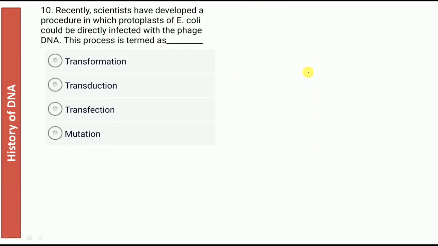Question number 10. Recently, scientists have developed a procedure in which protoplasts of E. coli could be directly infected with the phage DNA. So, what exactly is this process known as? Protoplast of E. coli could be directly infected with the phage DNA. This process is known as transfection.